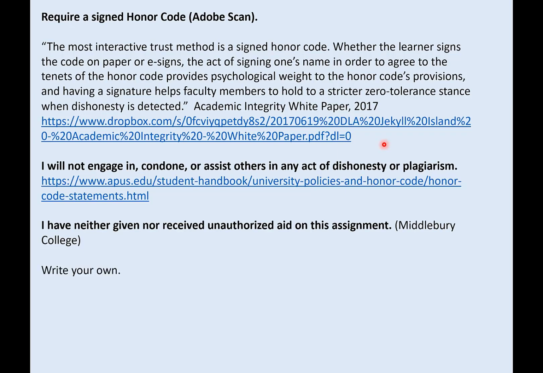It was a long time ago, okay? You are also free to write your own honor code. Keep it short, but you can write your own.